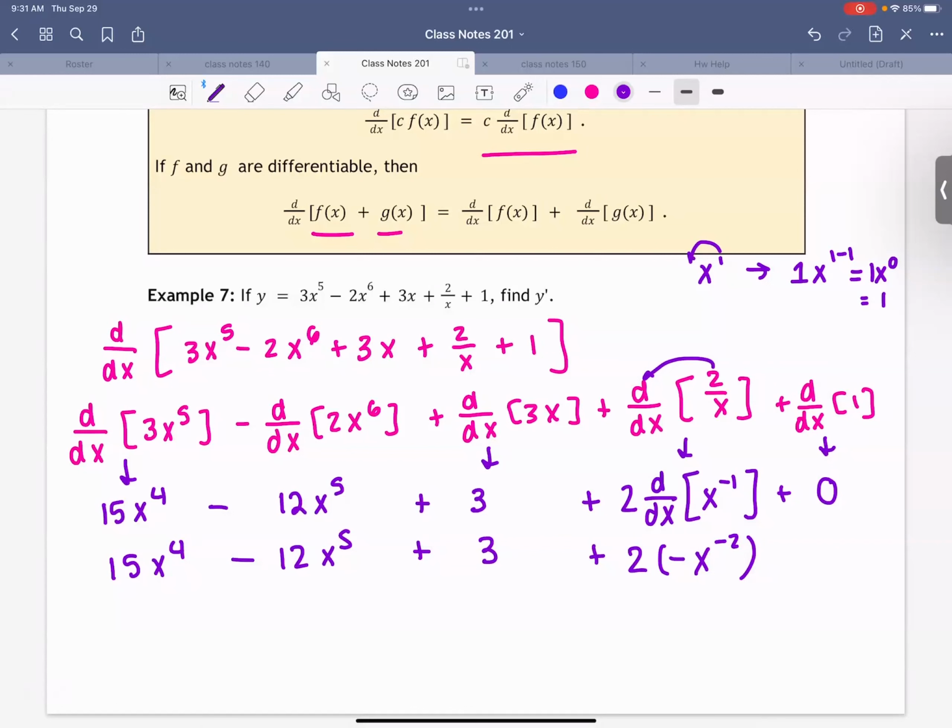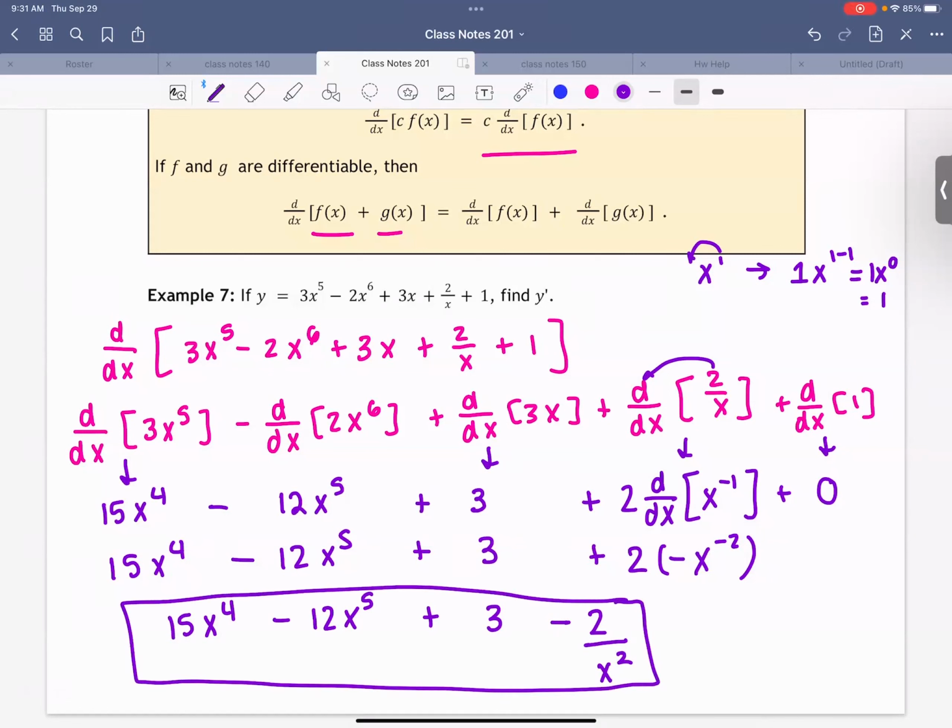Let me just clean this up a little bit. We have 15x to the 4th minus 12x to the 5th plus 3 minus 2. And what's another way to write x to the -2? Yeah, 1 over x squared. So I'm going to put this 2 over x squared. Okay. This is my final derivative. Okay. I know that was kind of a lot. Any questions before we move on?